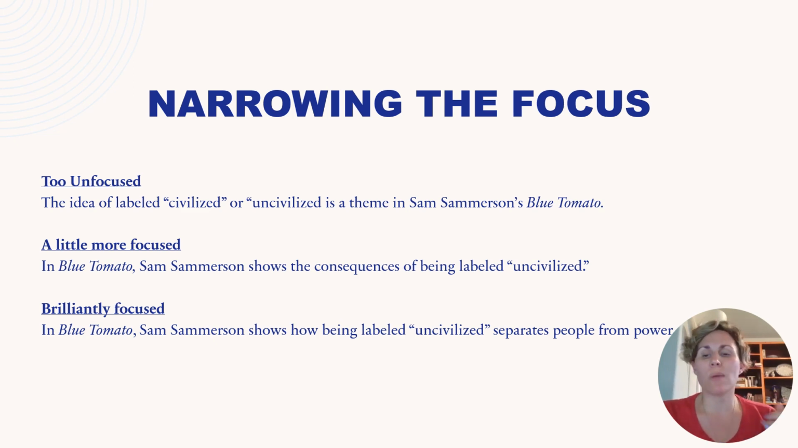The analysis would probably just go in circles to try to find the point. It would probably present examples of people being labeled civilized or uncivilized in the story, but it wouldn't have a solid foundation for picking those examples apart. Now for something a little more effective. In Blue Tomato, Sam Samerson shows the consequences of being labeled uncivilized. So here we're definitely closer to a clear insight or message. This will be a slightly easier analysis to build, but how can we tighten up the focus?